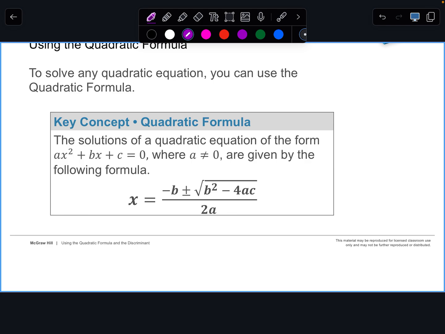X is equal to opposite b plus or minus the square root of b squared minus 4ac all over 2a. Again, follow along. X is equal to opposite b plus or minus the square root of b squared minus 4ac all over 2a. Please join me in singing.